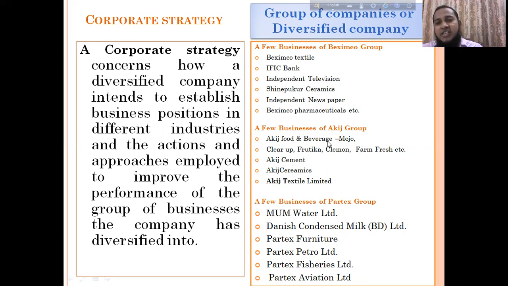And I think you have got a clear idea that corporate strategy is an overall game plan for a diversified company in order to make a strong business position of all the businesses the company has diversified into. Moreover, to improve the performance of all the businesses of a diversified company.